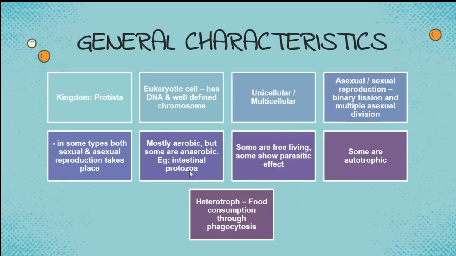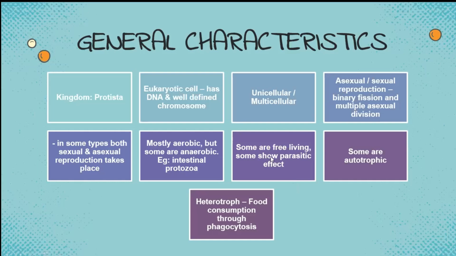Okay, next. The general characteristics of protozoa. Protozoa are from the Protista kingdom, and are eukaryotic cells that have DNA and well-defined chromosomes. Protozoa are also unicellular and multicellular, and they have asexual and sexual reproduction, like binary fission and multiple asexual divisions. In some types, both sexual and asexual reproduction take place. Mostly protozoa are aerobic, but some are anaerobic, for example, intestinal protozoa.